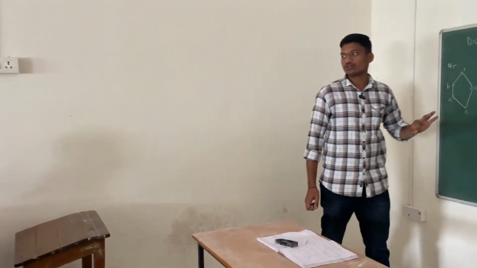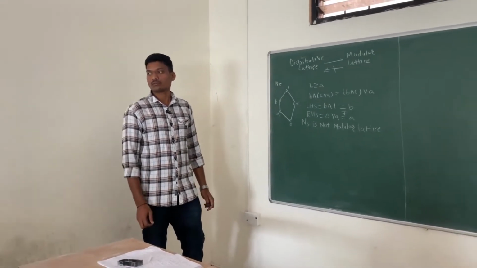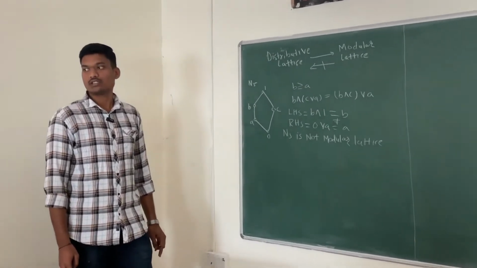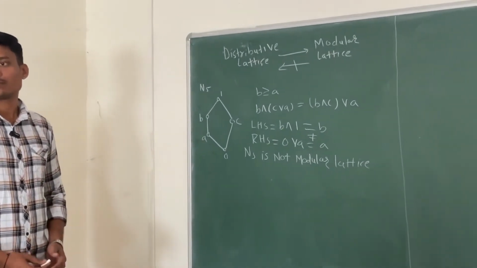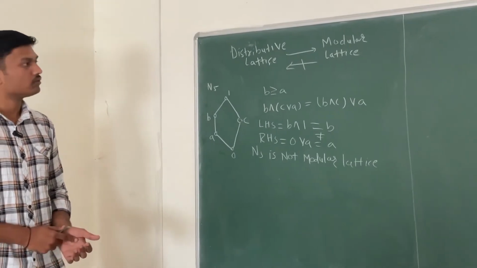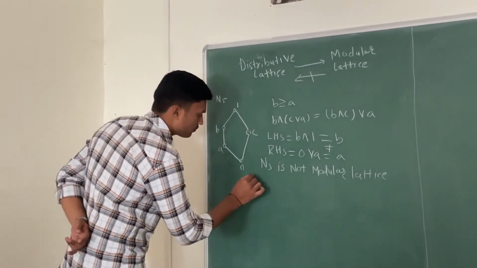What we have proved: every distributive lattice is modular, but the converse need not be true. But we have proved that this N5 is not modular, so obviously it cannot be distributive also. Because if at all it is distributive, it has to be modular. So we showed that it is not modular, therefore it is not distributive also.